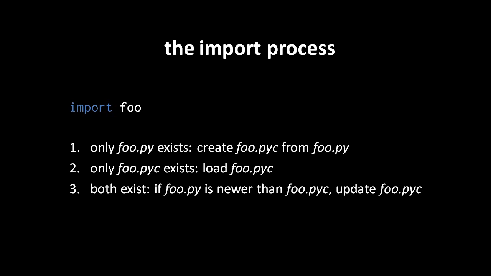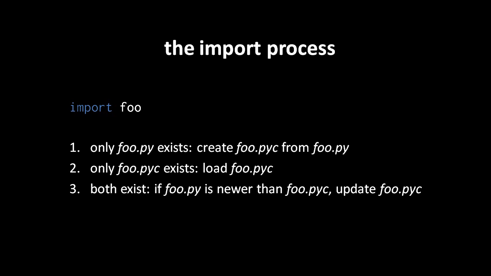But then in the case where both files exist, then Python checks whether the py file is newer than the pyc file. That is, if the source is newer than the existing compiled module. And if that's the case, well then obviously what's happened is the programmer has updated their source code, and of course they want to have the compiled file updated to match. So Python will recompile the module. It will update the PYC file before then actually loading it.